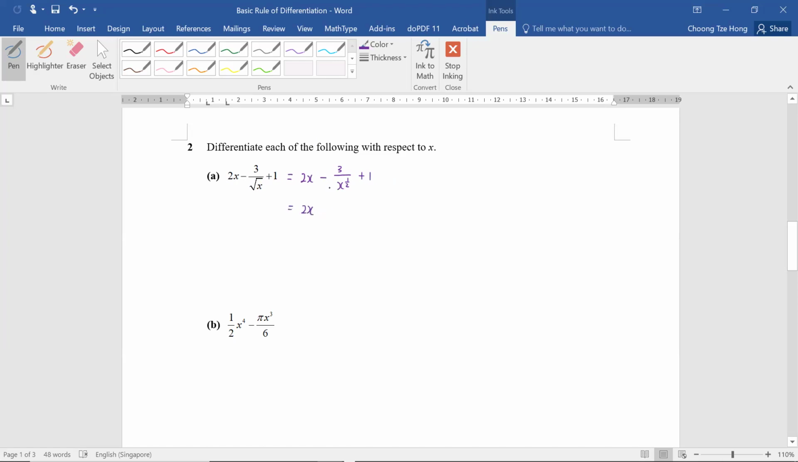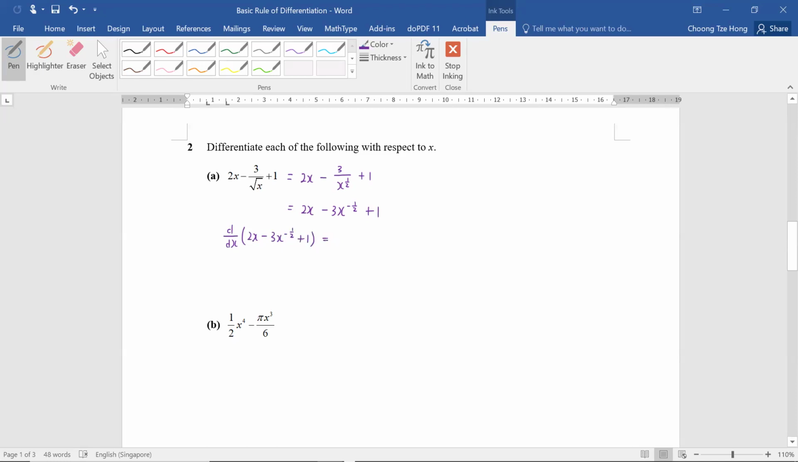So what we want to do is bring the x up, so it becomes 3 times x to the power of negative half plus 1. Once we are in this form, the function is ready for differentiation. So d over dx, 2x minus 3x to the power of negative half plus 1.